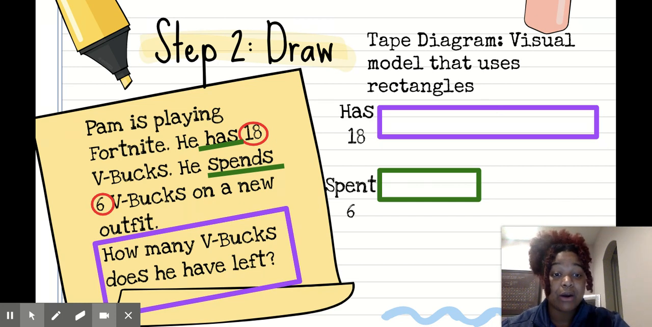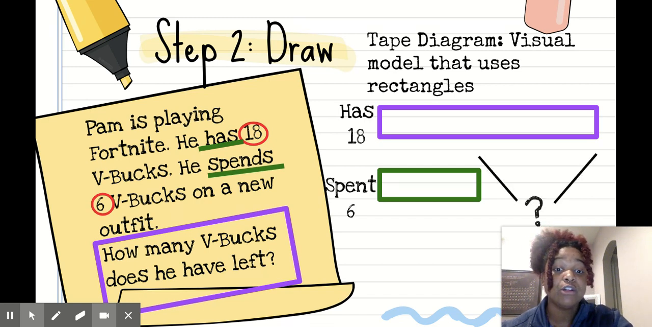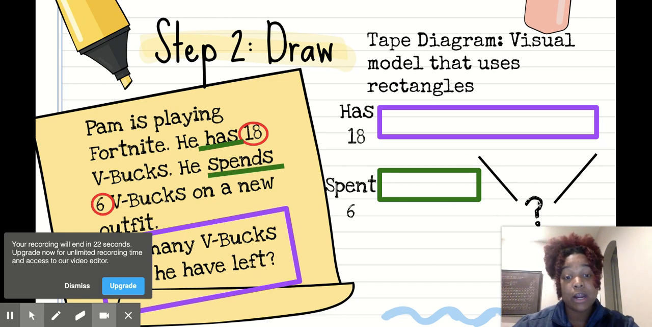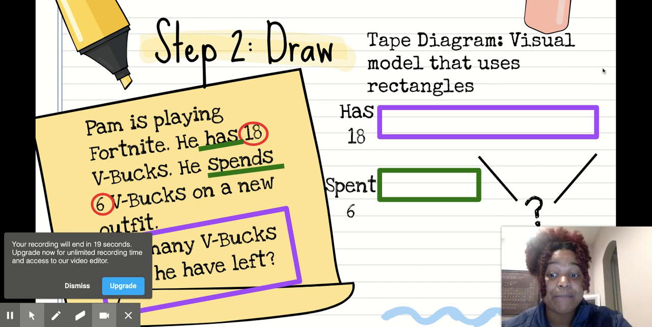So now I have my whole, which is 18. That's what he started with. And I have a part, 6. He spent some of his whole. And I need to figure out my other part. So I want to know what goes in between my purple box and my green box. So I want to know what's this little open space here. And if you think about it, it kind of looks like a number bond. You have your whole, your part, and your part. Our tape diagram is finished.